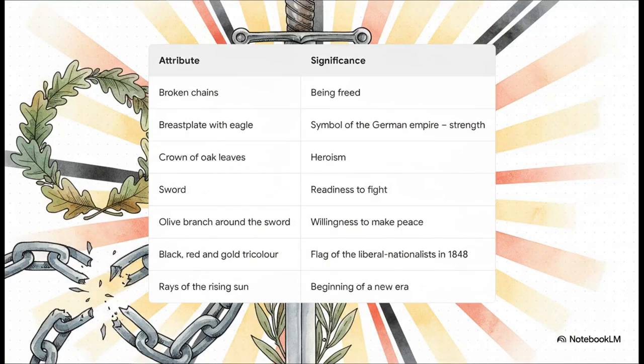Okay, check this out. Every single detail you see here tells a piece of the story. You've got the broken chains, that's about being freed from oppression. The crown of oak leaves, that stands for heroism. And look at the sword. It shows they're ready to fight, for sure, but it's wrapped in an olive branch. That means they're also willing to make peace. See, this wasn't about being aggressive. It was this beautiful vision of a new era, one built on strength, freedom, and liberal ideals. And it's all captured in those rays of the rising sun, symbolizing a brand new beginning.